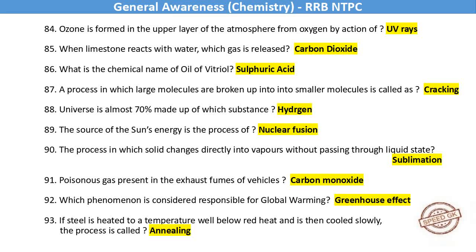The process in which a solid changes directly into vapors without passing through the liquid state. Sublimation. Poisonous gas present in the exhaust fumes of vehicles. Carbon monoxide. Which phenomenon is considered responsible for global warming? Greenhouse effect. If steel is heated to a temperature well below red heat and is then cooled slowly, the process is called annealing.